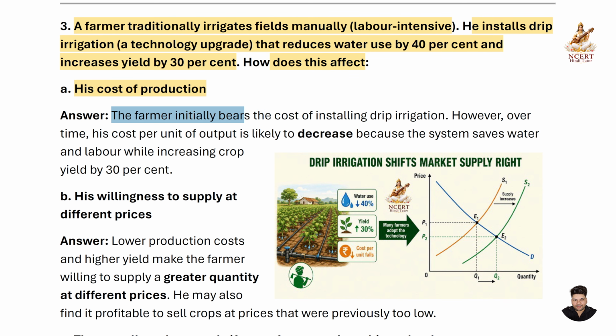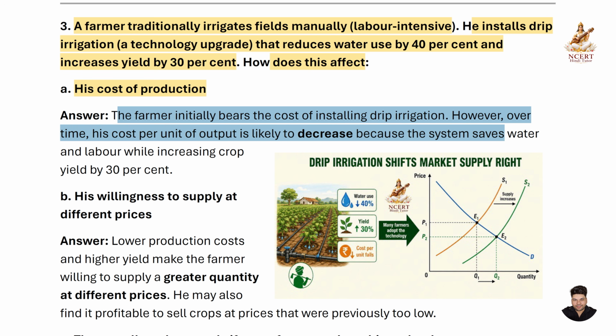Answer. The farmer initially bears the cost of installing drip irrigation. However, over time, his cost per unit of output is likely to decrease because the system saves water and labor while increasing crop yield by 30%.